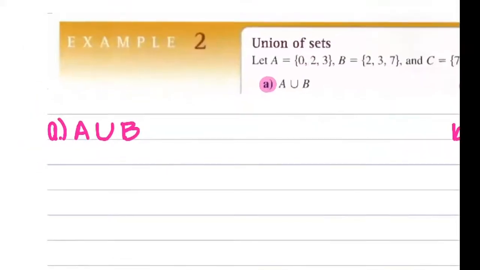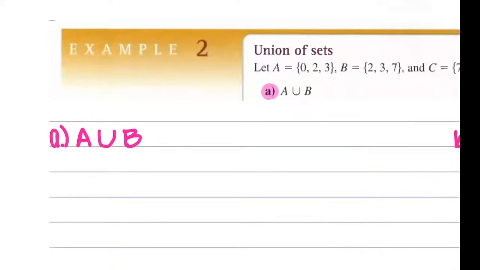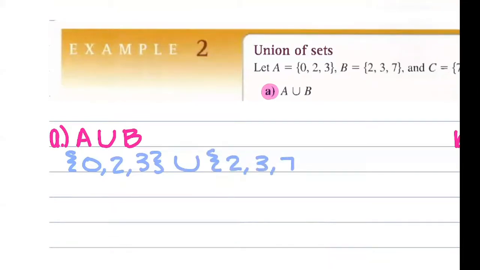Okay, so if A is a union of B, that means that 0, 2, 3 is a union of 2, 3, 7. So because we're working with a union here, we're just going to write down all of these numbers and they're going to become one set. If they repeat, like that 2 repeats or that 3 repeats, we do not have to write them twice. We just have to write them once. So the union of these two is every number that's included. So 0, 2, 3, and 7.